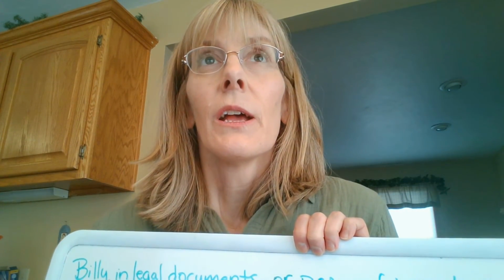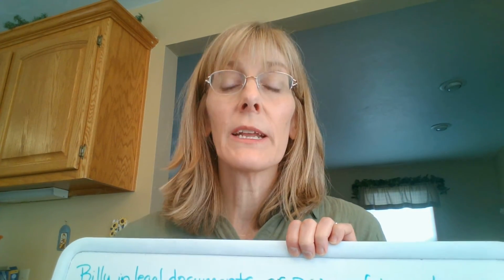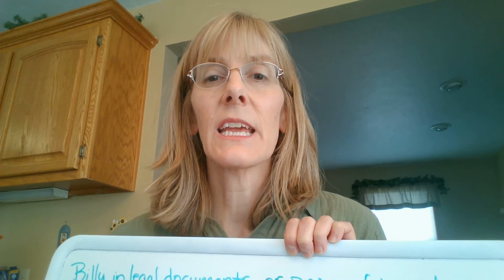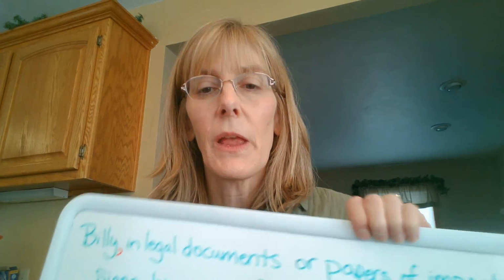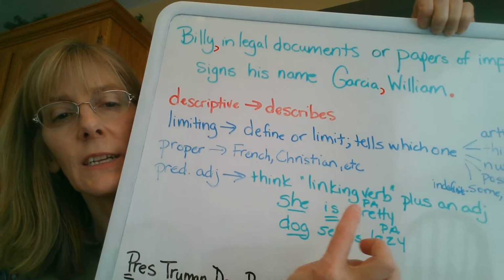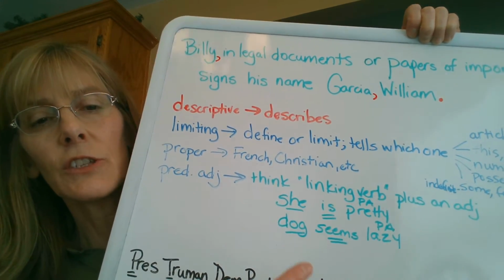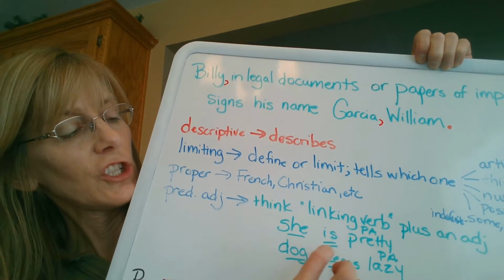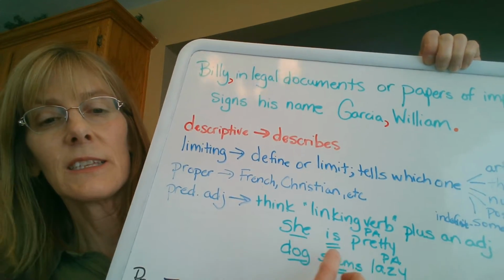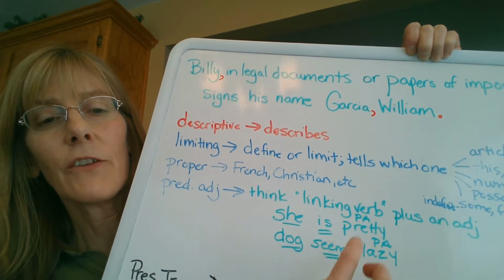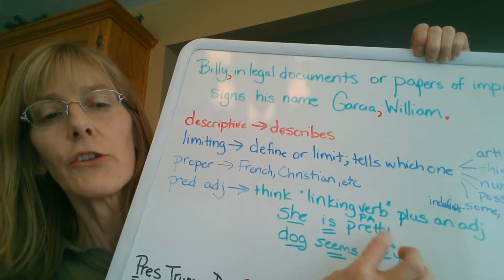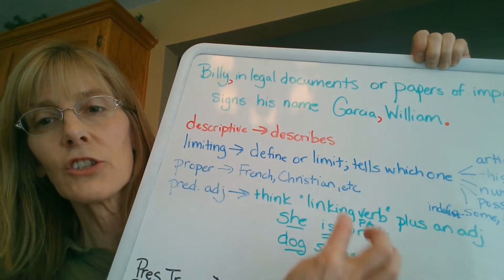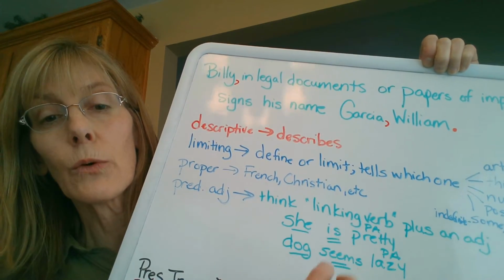So the thing that you want to be thinking about with a predicate adjective is a linking verb. A predicate adjective is found after a linking verb. So what you're thinking is subject, linking verb, and then predicate adjective. I gave you a couple examples. She is pretty. She is the subject. Is is the linking verb. Pretty is the predicate adjective. I just put a PA above it. Your directions were to circle the predicate adjective, so make sure you circle yours.